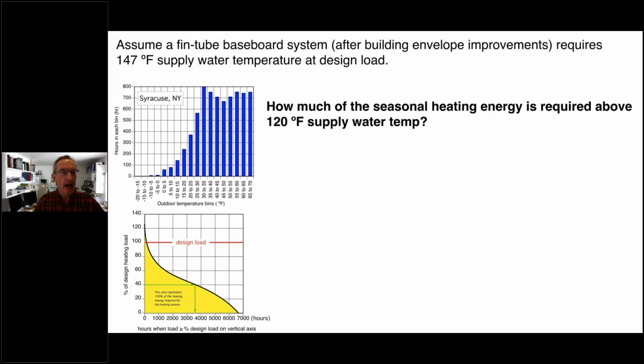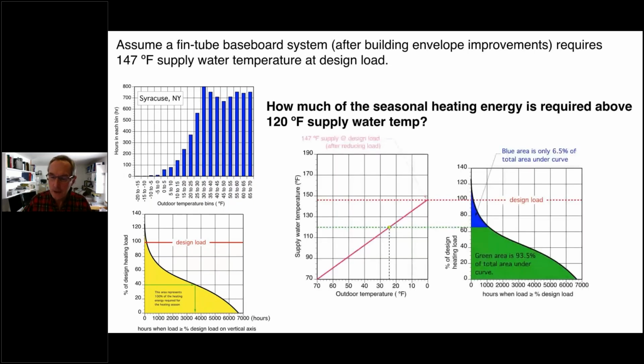Now, this is in the context of that example we just did, where we had a 30% reduction in load, and we know that at design load, we need 147 degrees. So all I'm doing here is I'm taking the graph with the yellow area, and I'm moving it over to the right there, and I'm scaling it so that 100% design load lines up with 147 degree water temperature on the graph that's in the middle there. And then if you, again, go to the middle graph, go over to the vertical axis, and you'll see where that green dashed line intersects that vertical axis at 120 degrees.